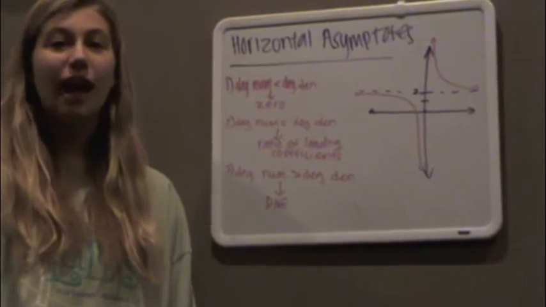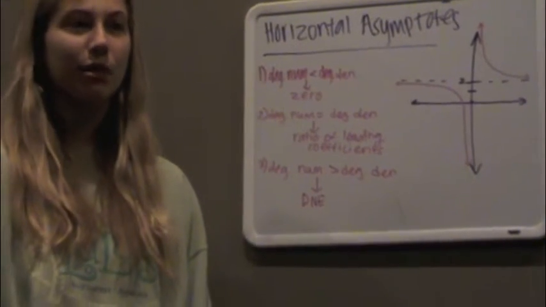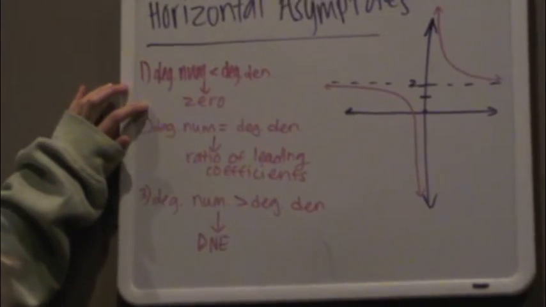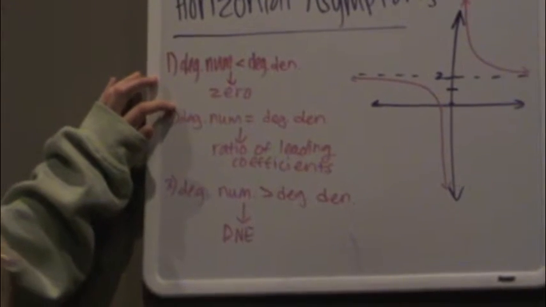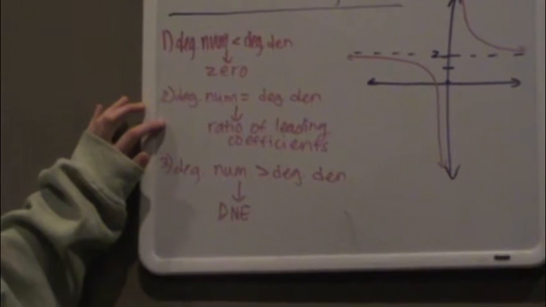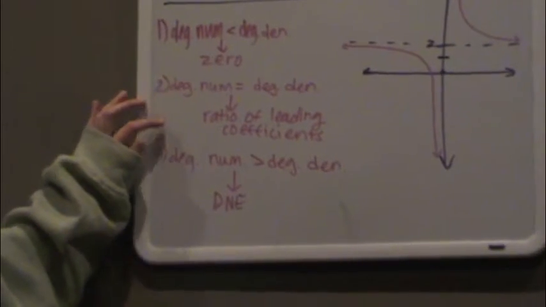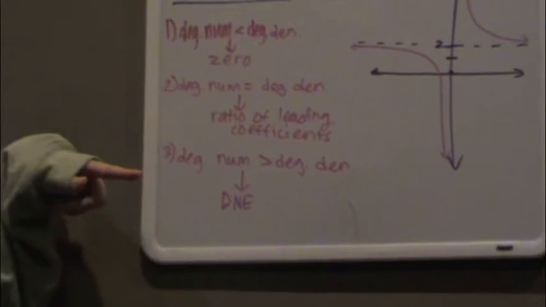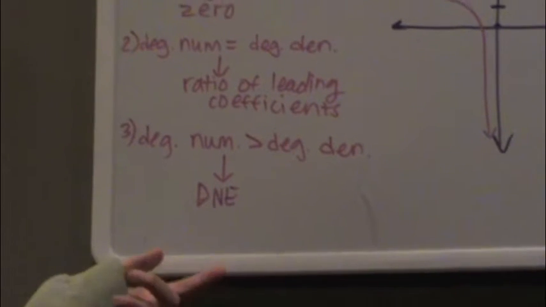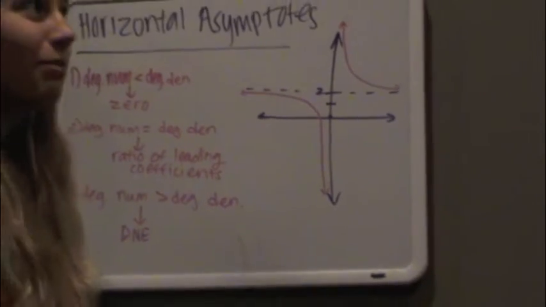Alright. Now to find horizontal asymptotes, use the same rules that I taught you for limits where x is approaching negative or positive infinity. Remember that if the degree of the numerator is less than the degree of the denominator, then your horizontal asymptote will be at y equals 0. If the degree of the numerator is equal to the degree of the denominator, then your asymptote would be y equals the ratio of your leading coefficients. And if the degree of the numerator is greater than the degree of the denominator, then you don't even have a horizontal asymptote.